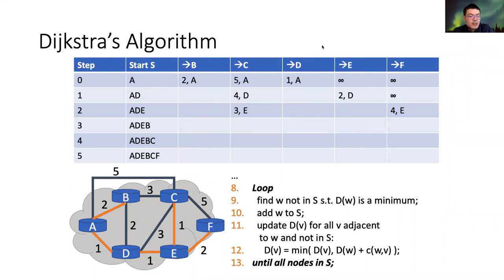For example, if you want to route from A to C, you will take this path. But if you want to route to B, you will take this path. If you want to route to F, you will take this path. So once this is finished, you exactly know how to route to your destination. Any questions so far?